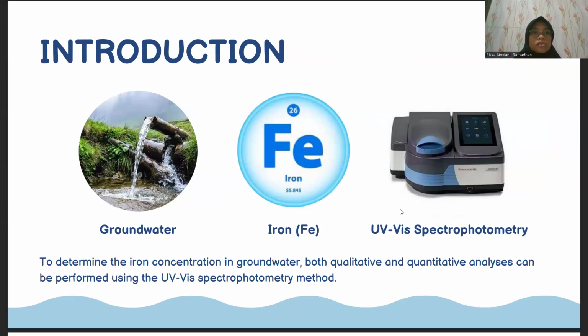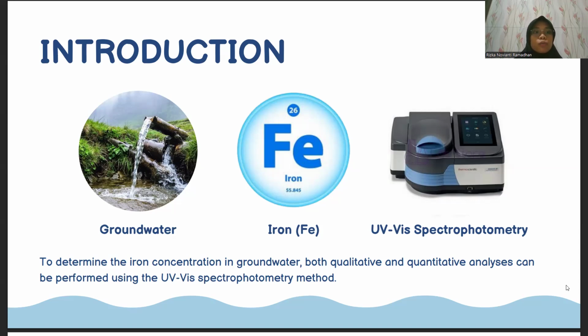Groundwater is an important source of drinking water for many communities. However, in several regions, it naturally contains elevated levels of iron due to geological conditions. High iron levels can cause a metallic taste, reddish discoloration, staining of household appliances, and even promote the growth of iron bacteria. To analyze the iron concentration in groundwater, we use UV spectrophotometry.